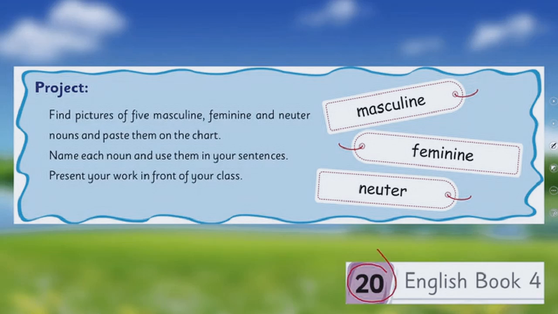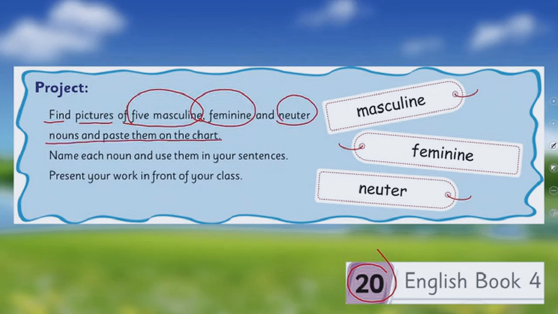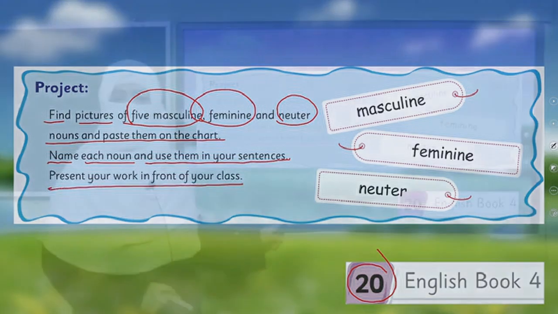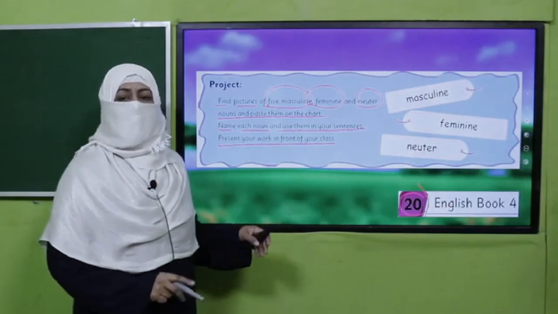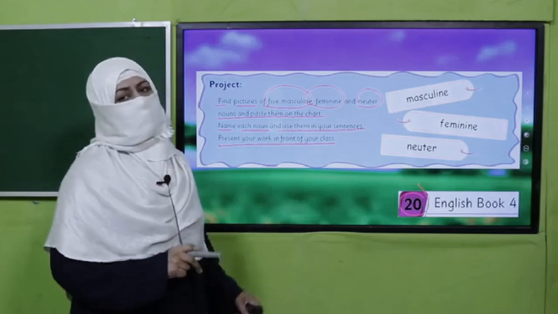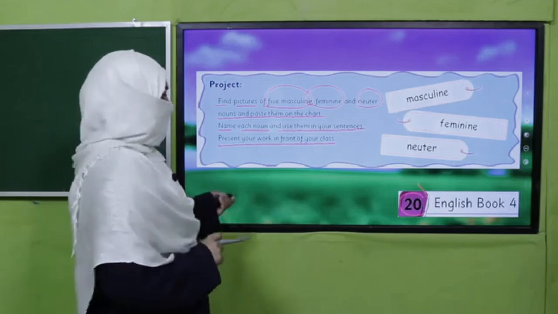What you will do, you will find pictures of 5 masculine, 5 feminine and 5 neuter genders and paste them on a chart. The way I have shown you pictures, likewise you will collect, you will paste them on a chart, name each noun and use them in your sentences and then present your work in your class. This is your weekend project. By coming Monday, you will bring this chart and will present it in your class.